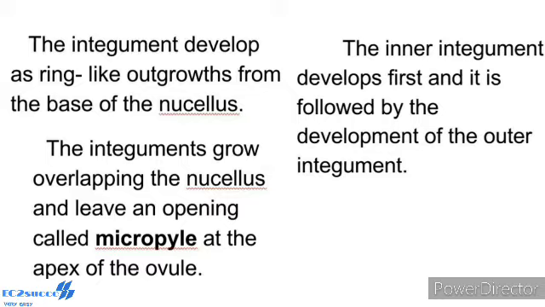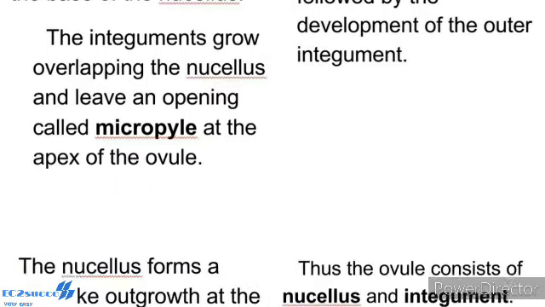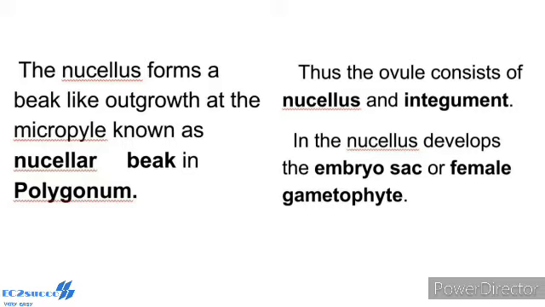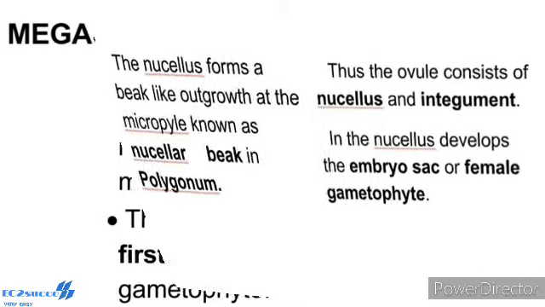The integuments grow overlapping the nucellus and leave an opening called the micropyle at the apex of the ovule. The inner integument develops first, followed by the development of the outer integument. The nucellus forms a beak-like outgrowth at the micropyle, known as the nucellar beak, in Polygonum. Thus, the ovule consists of nucellus and integuments. In the nucellus develops the embryo sac or female gametophyte.